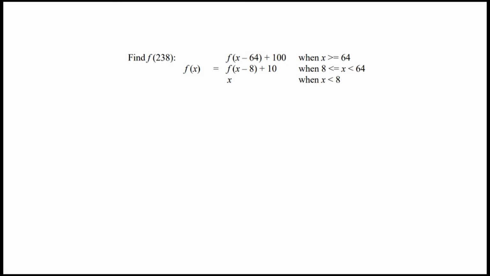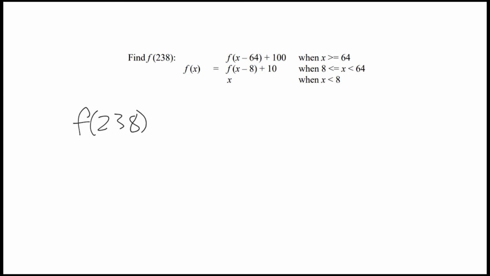We have f of x is defined as f of x minus 64 plus 100 when x is greater than or equal to 64. We have f of x minus 8 plus 10 when x is in between 8 and 64, inclusive of 8. And we have it defined as x when x is less than 8. And we're trying to find f of 238.